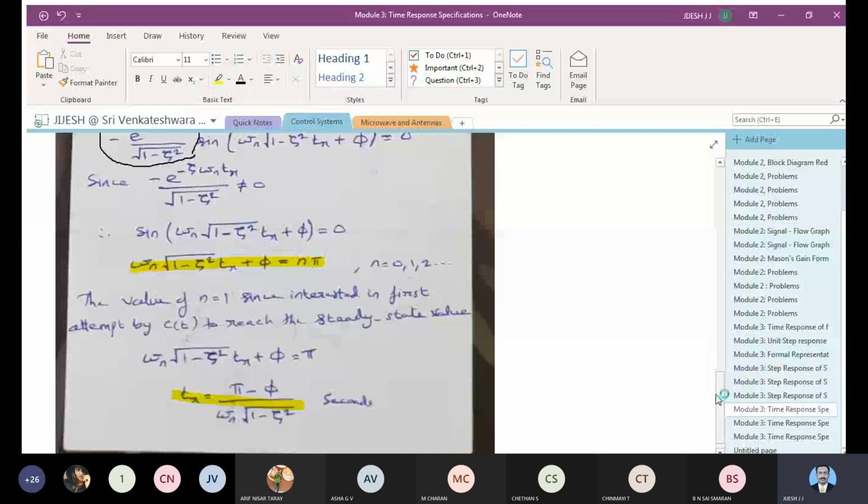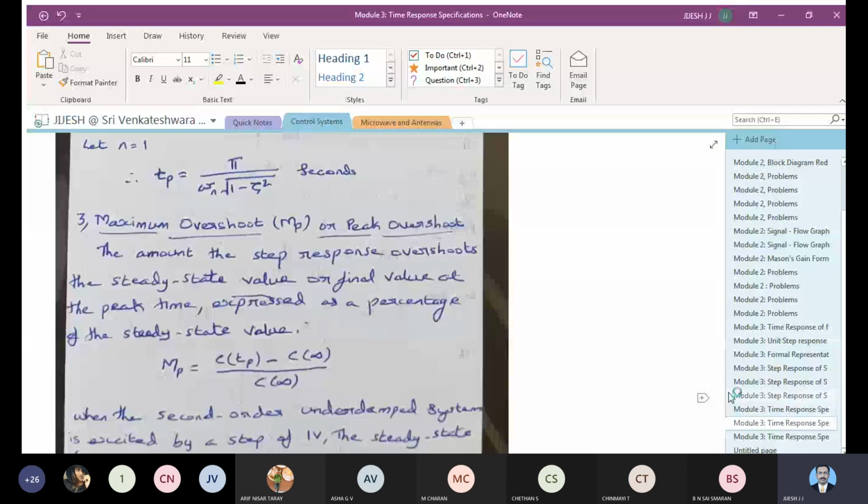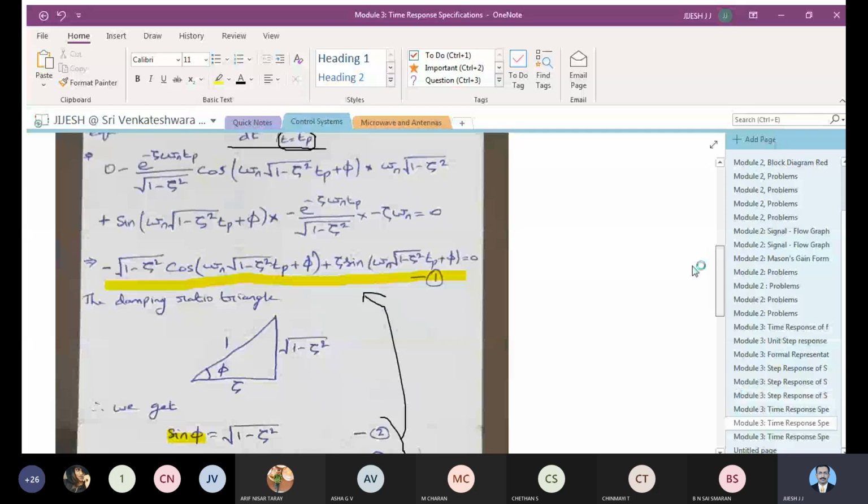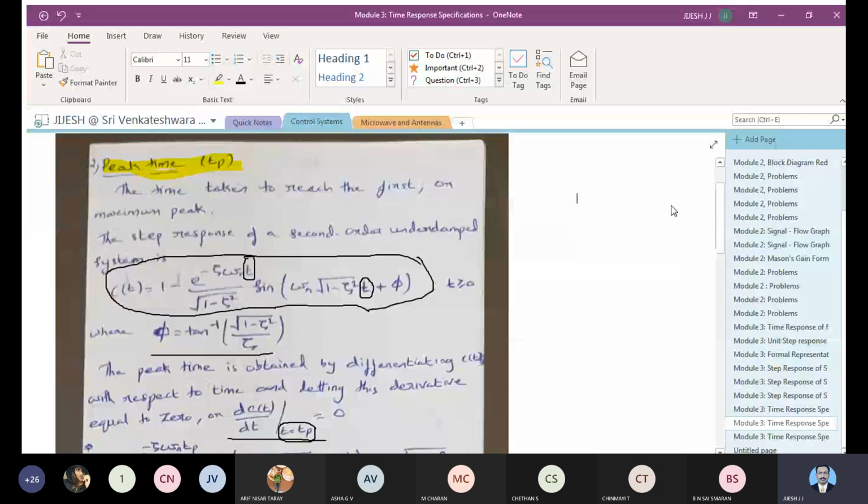After that, we have to start with the peak time. Peak time Tp is also discussed, where we have written the same equation of C of t. I want all of you to study this equation of C of t for a second order system, as it is required for most of the derivations. You need to study this C of t as well as the equation for phi. Both these equations we have used here.